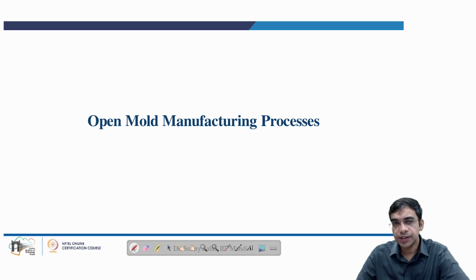Now we come to the discussion on the manufacturing processes which are used in manufacturing of the wind turbine blade. These manufacturing processes are basically categorized in two types based on the type of mold used to make the wind turbine blade. These are open mold manufacturing processes and closed mold manufacturing processes. Now we will see the open mold manufacturing process.